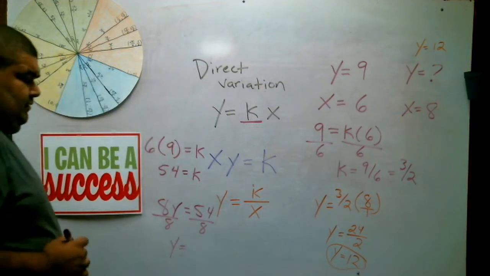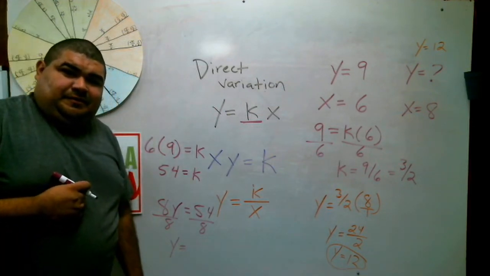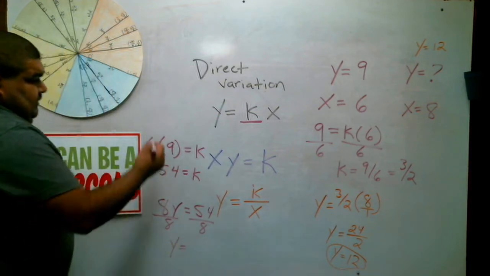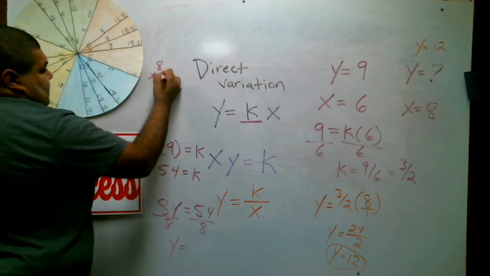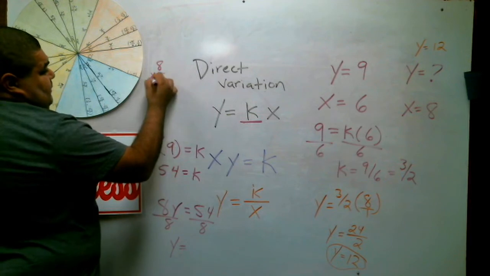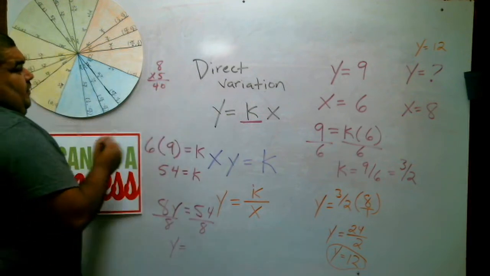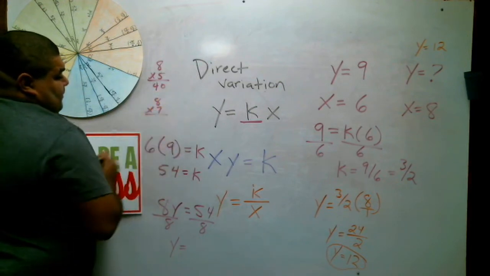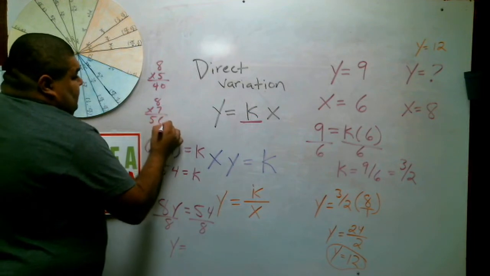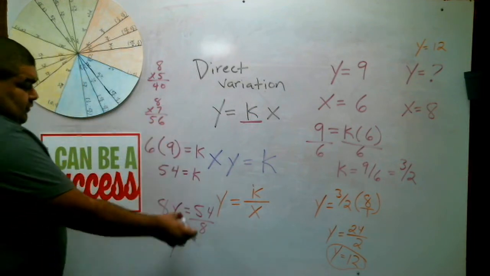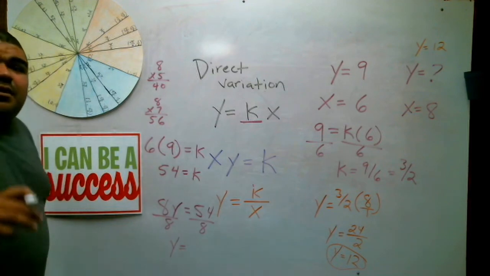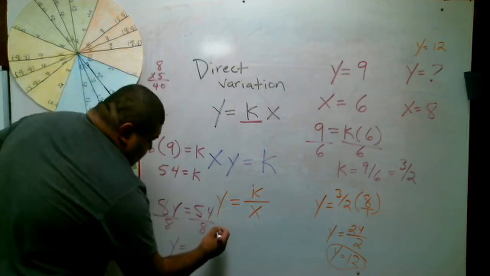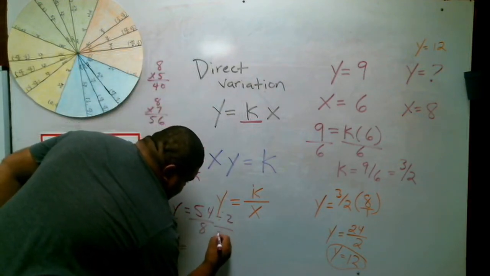Y equals, any suggestions? Anybody? Let's see. 8 times 5, anybody? Is 40, right? We're looking for 54. So if we add another 2, which is 8 times 7, is 56. Notice that it doesn't really work out 100%, okay? What we're going to do instead is we're going to factor it by 2, okay? So 54 divided by 2 and 8 divided by 2.